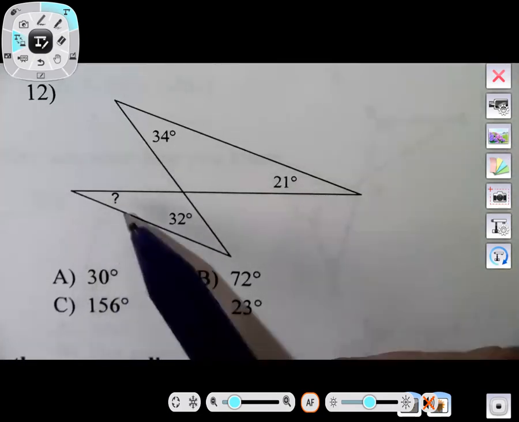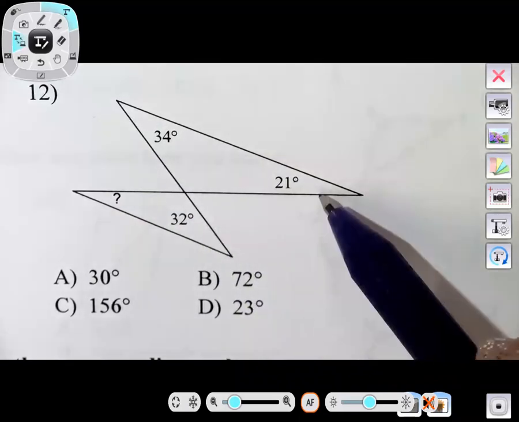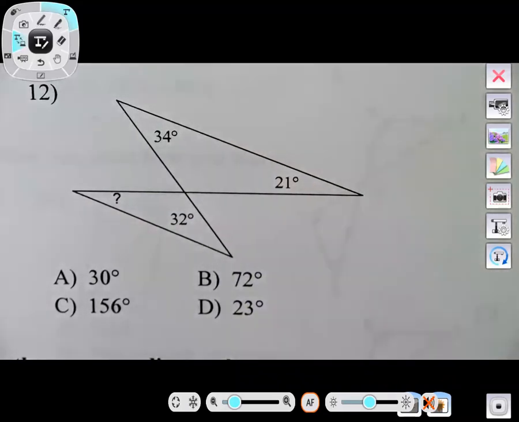I can't figure out this angle yet, but I can start in this other triangle. So.